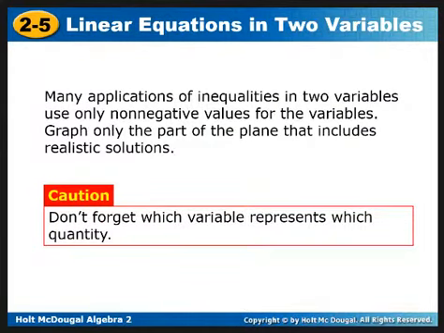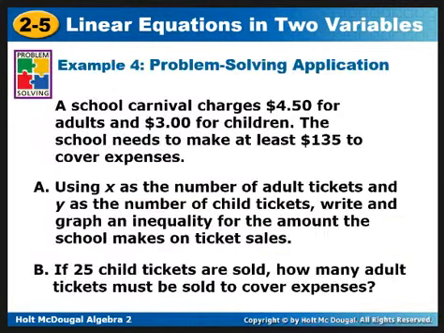Now we're going to talk about applications for a second. Just one application. It's going to be relatively easy, just showing how you can actually use inequalities to solve some word problems. In this case, you have a carnival that charges $4.50 for adults and $3 for children. The school needs to make at least $135 to cover expenses. X represents the number of adult tickets, Y the number of child tickets. Write an inequality that represents what's going on.